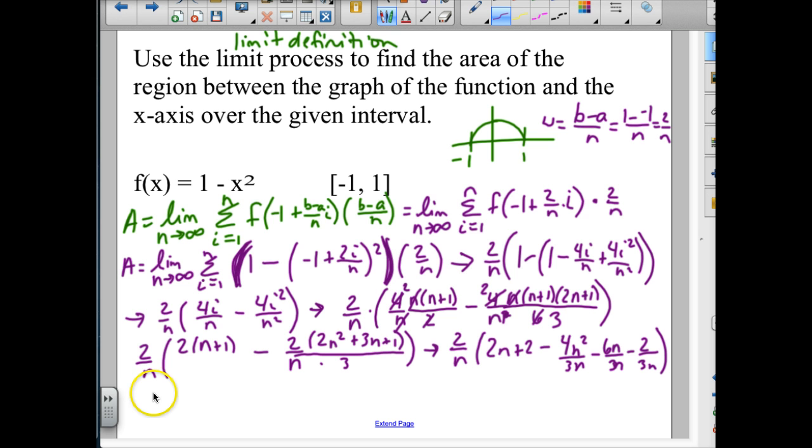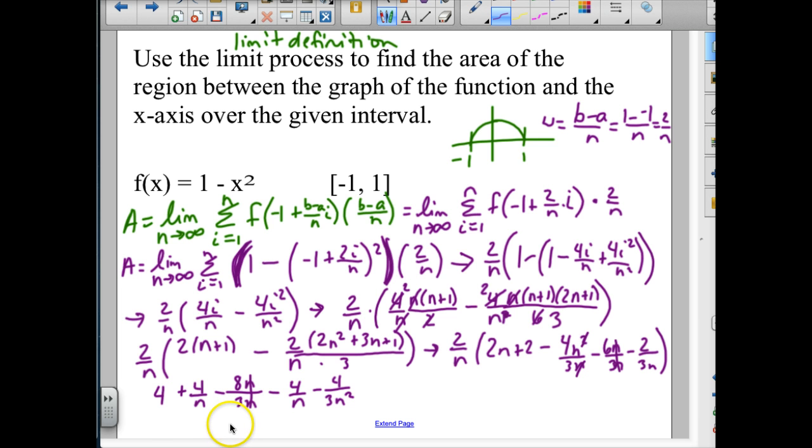Distributing that 2 over n in, I'm going to have 4 plus 4 over n. So I'm multiplying this 2 over n in here, minus 8. That 1 cancels with that 1, so minus 8n over 3n. These n's cancel, and that cancels to be a 2, so minus 4 over n, and then minus 4 over 3n squared. I can cancel those n's.